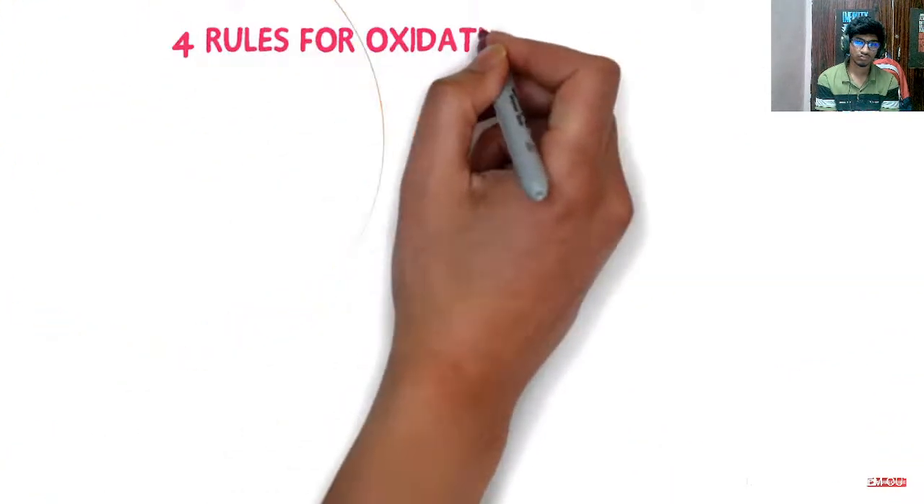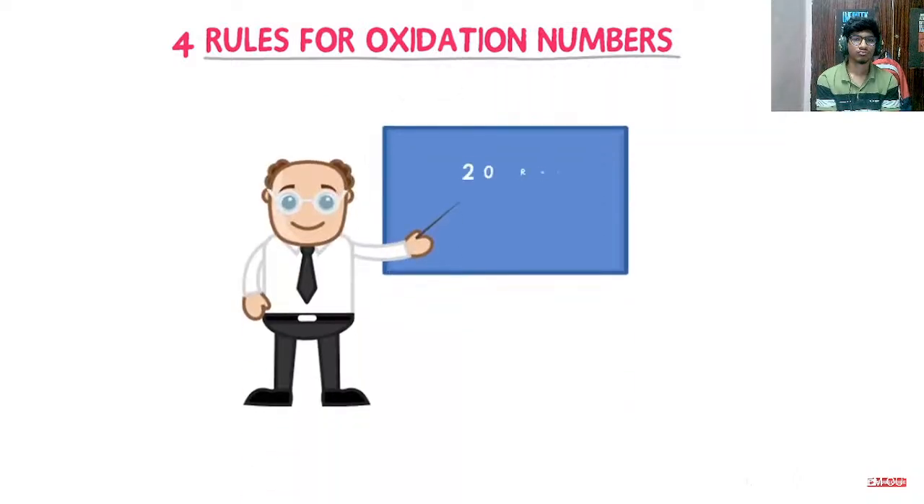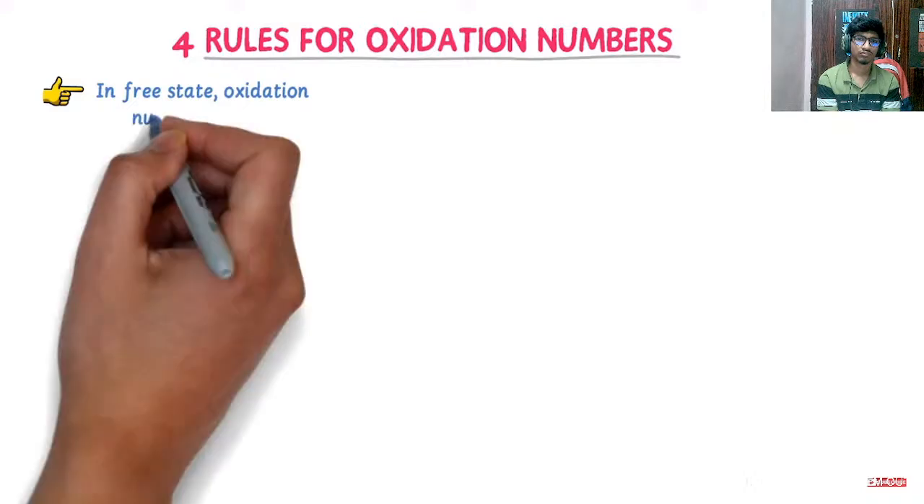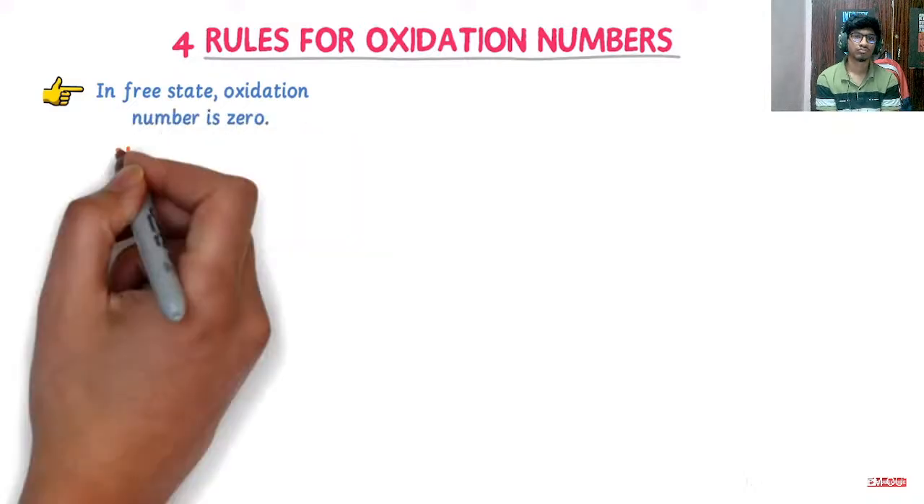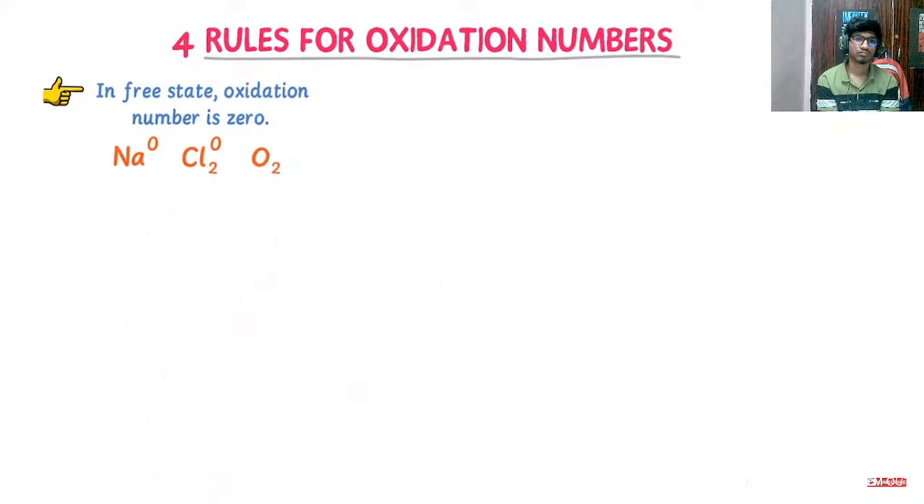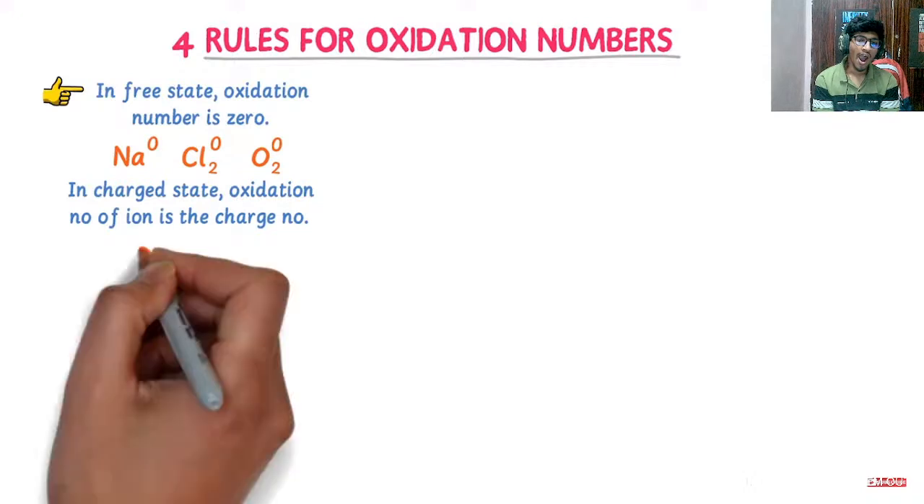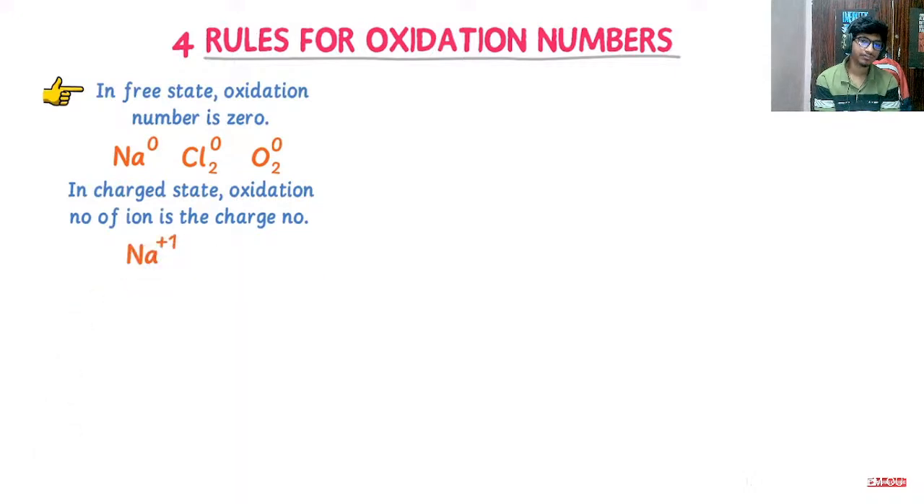Now I will teach you only 4 simple rules for oxidation state or oxidation number, and I am not going to teach you 10 or 20 boring rules which you often study in your school or college chemistry course. The first rule is that in free state, oxidation number is 0. For example, the oxidation number of sodium in free state is 0, that of chlorine molecule is 0, that of oxygen molecule is 0 and that of hydrogen molecule is also 0. While in the charged state, the oxidation number of an ion is the same as the charge on it. For example, the oxidation number of sodium ion is positive 1, oxidation number of zinc ion is positive 2, etc.